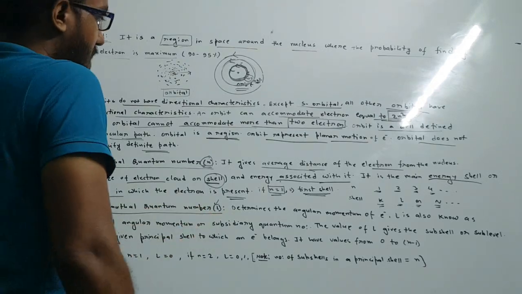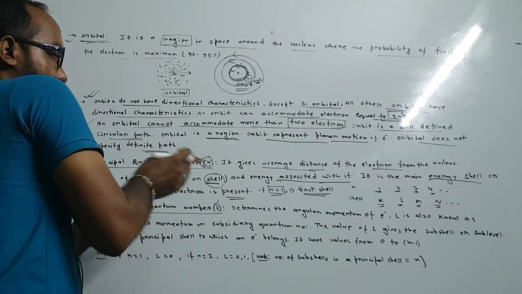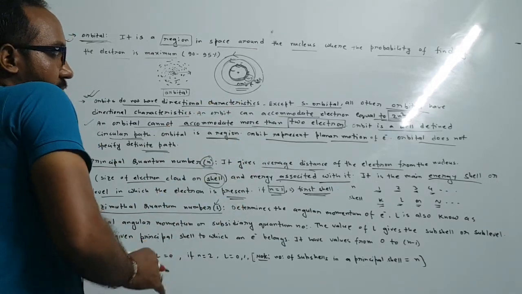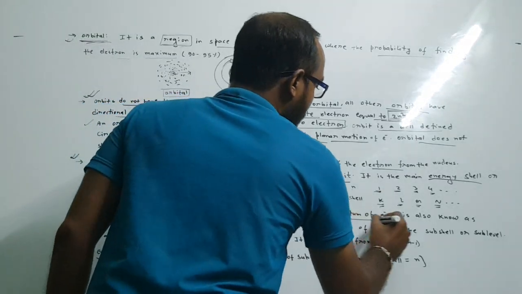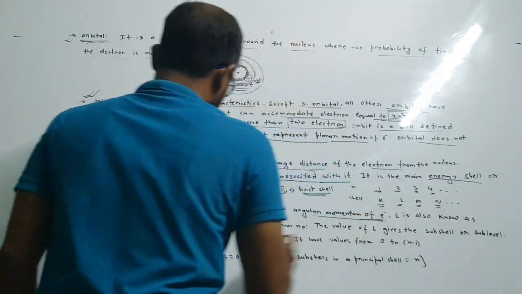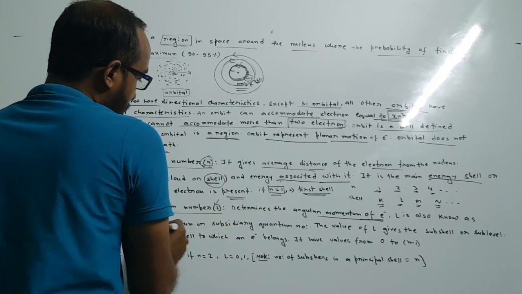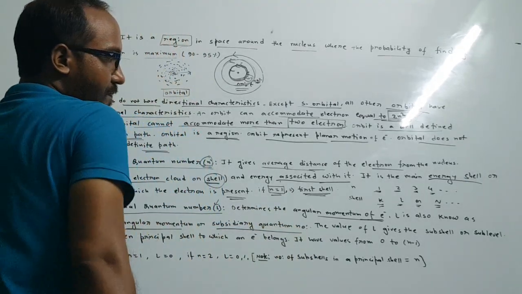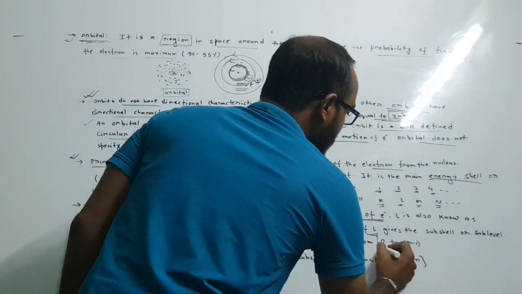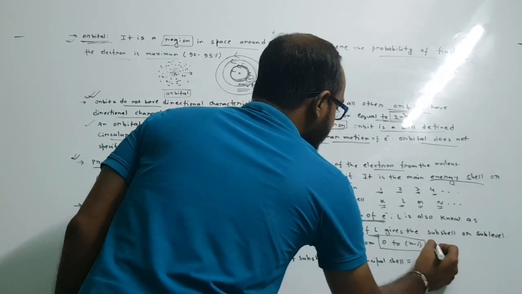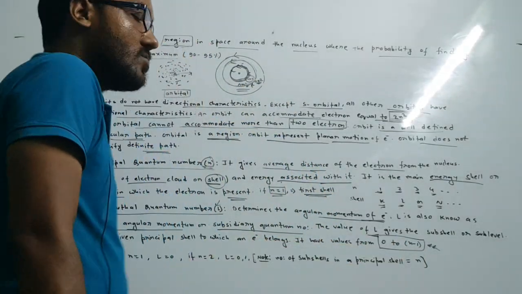Now come forward to the azimuthal quantum number. I have just told you that the principal quantum number is for the shell and the azimuthal quantum number is for the subshell. That means within a shell we have some subshells. It determines the angular momentum of the electron. L is also known as orbital angular momentum or subsidiary quantum number. Values of L can lie between 0 and n minus 1. This is very important.